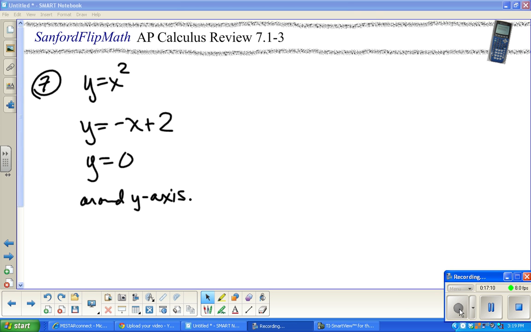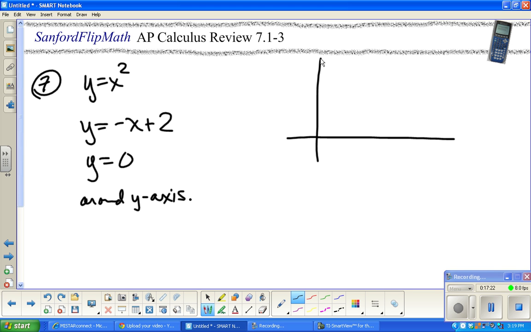So number 7 says we're going to find the volume of the solid resulting by rotating the area bounded by y equals x squared, y equals negative x plus 2, and y equals 0 around the y-axis. Let's do a little sketch of this. So y equals x squared looks like this. Negative x plus 2 looks like this. And y equals 0 looks like this.